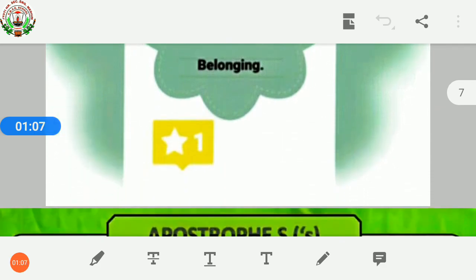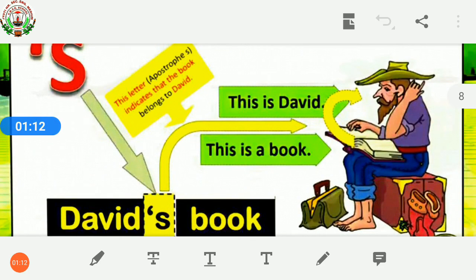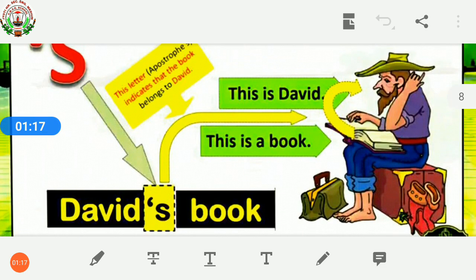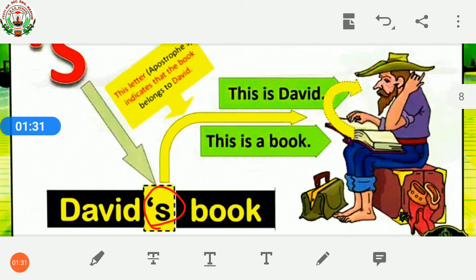Let us understand this by some examples. See here the first example. This is David. This is a book. So children, from the picture itself, it is clearly seen that the book belongs to David. So here apostrophe S has been put after David to show that the book belongs to David. So apostrophe S is making relation between book and David. David is the owner of this book. So apostrophe S has been used to show that the book belongs to David.